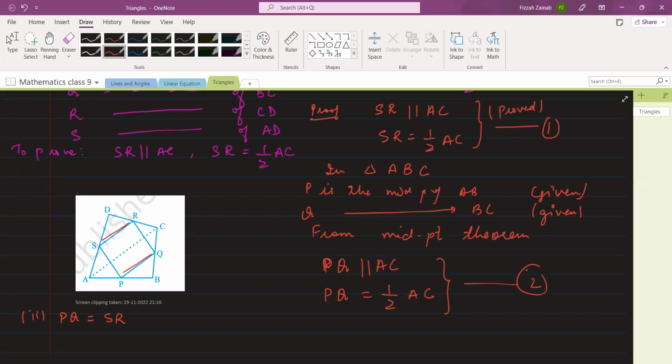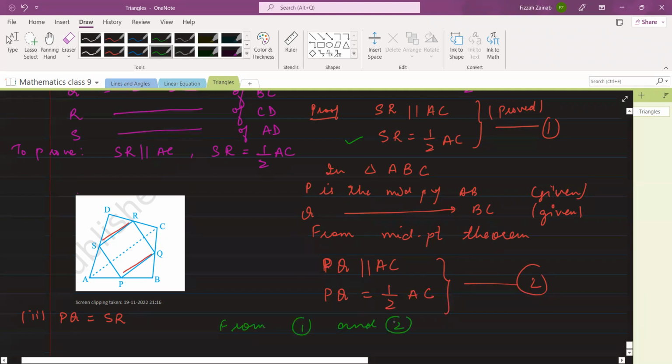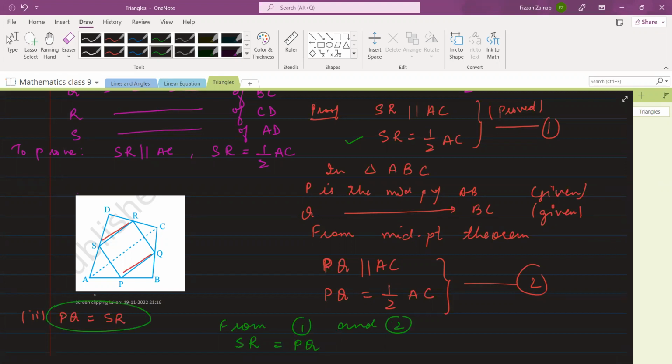Now, if you compare result 1 and 2, first of all, look at this. SR is equal to half of AC and PQ is also equal to half of AC. So what can we say? From 1 and 2, we can say that SR is equal to PQ. I think that's it. Only this much we have to show. That's fine.